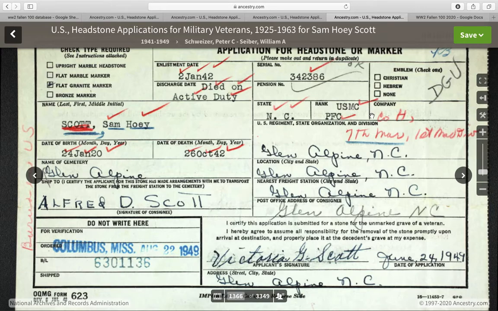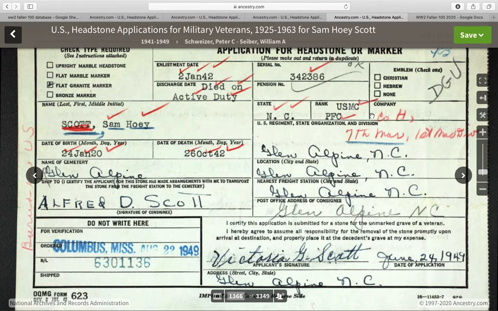The underlined word there, 7th MAR, that's the regiment he was in. He was in the 7th Marine Division. Excuse me, the 7th Marine Regiment. And then you can see the 1st Marine Division. So sometimes they don't have the division, they'll only have the regiment, but it just takes a simple internet search to type in the regiment, and the regiment will then show which division it was part of.